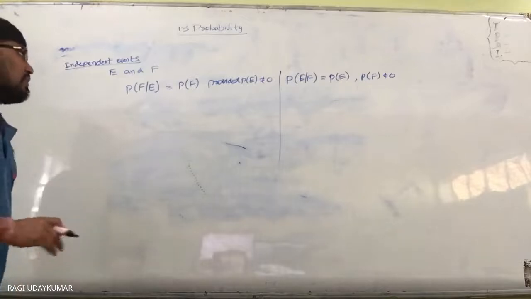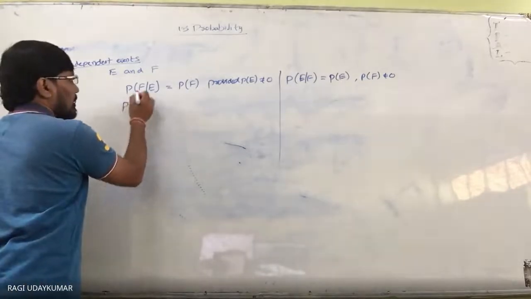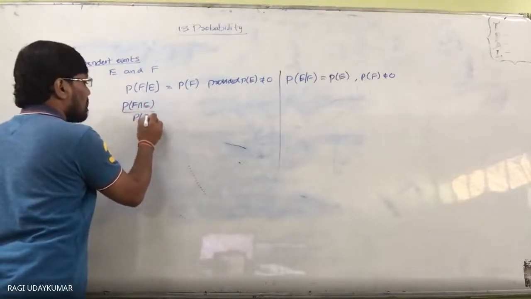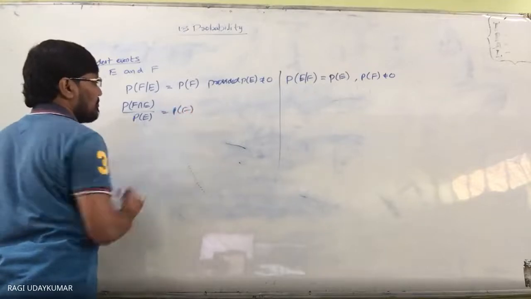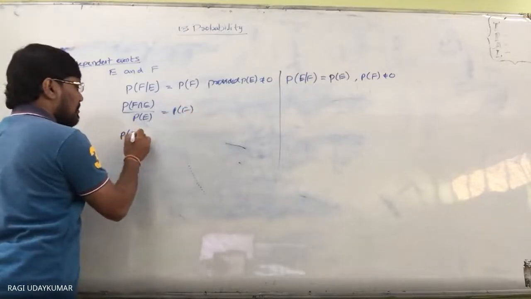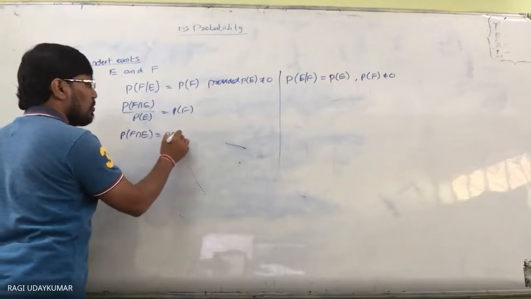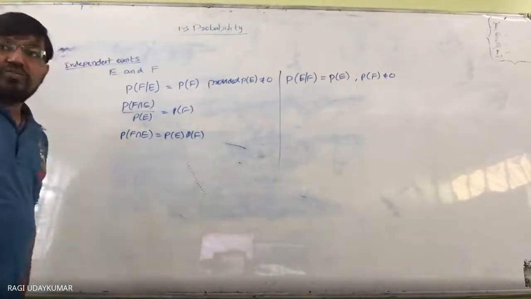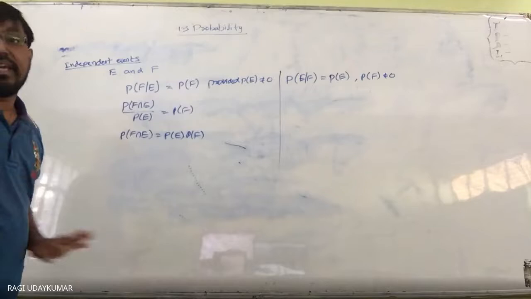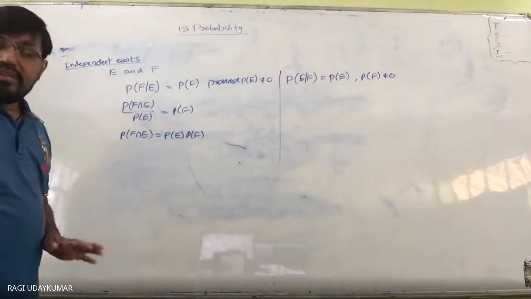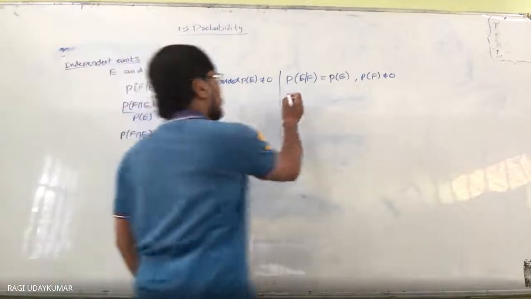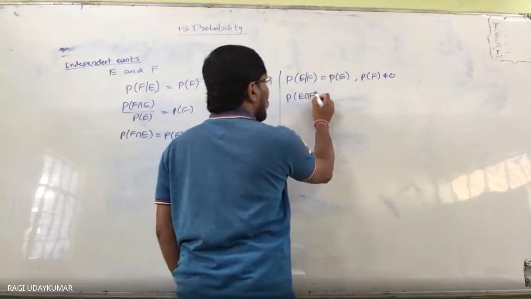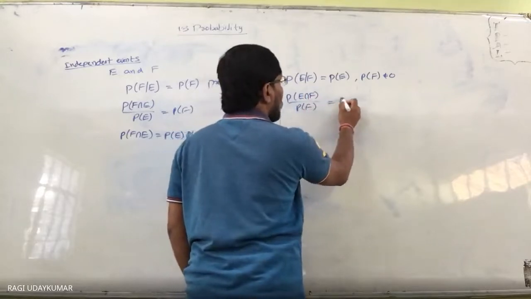In both cases, the probability of F given E can be written as the probability of F intersection E divided by the probability of E, which is equal to the probability of F. So the probability of F intersection E is equal to the probability of E times the probability of F. If the events are like this, then the two events are independent. Similarly, the probability of E given F can be written as the probability of E intersection F divided by the probability of F, which is equal to the probability of E.